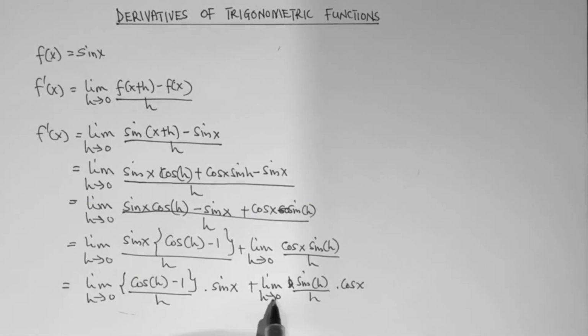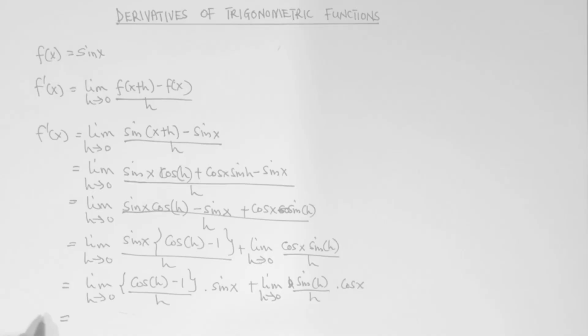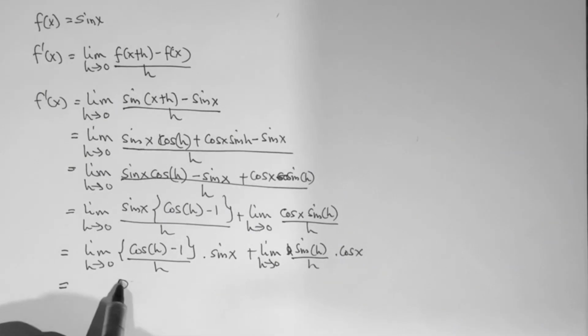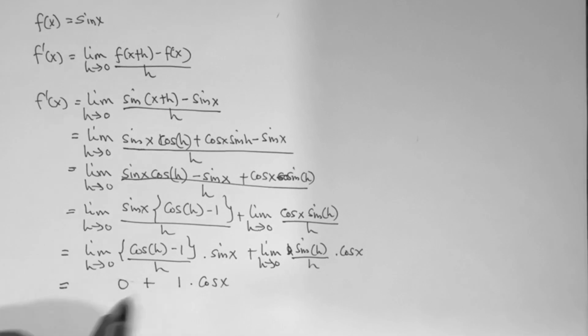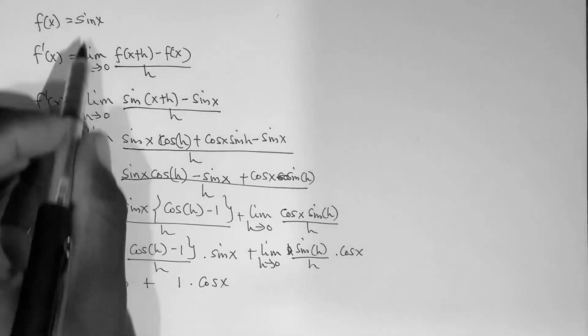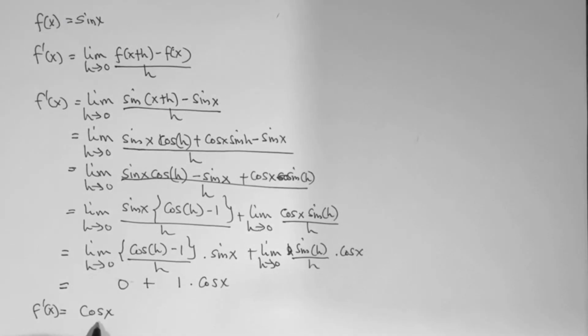Now later on I will do a video on the mean value theorem of calculus. Then we will understand why this limit is 0 and why this one is 1. So this is equal to 0 plus 1 times cos x, and therefore f prime of x is equal to cos x. So what this means is that if you differentiate sine x, you will get cos x.